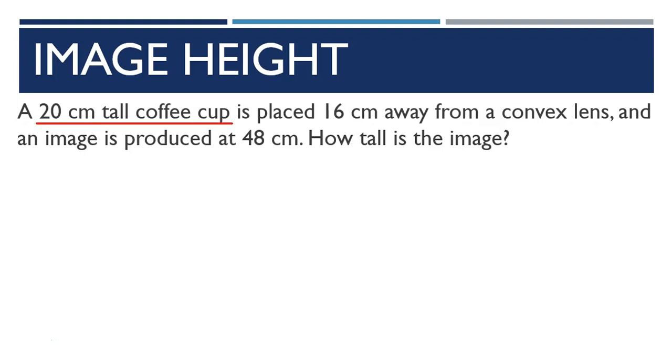So let's look at what we have. A 20 centimeter tall coffee cup. The coffee cup is our object. It's telling us how tall it is. That's height. So this is our object height, or HO. It's placed 16 centimeters away, so that's our object distance, DO. The image is produced at 48 centimeters. That's our image distance, or DI. How tall is the image? Okay, tall is height, so we're looking for HI, height of the image.